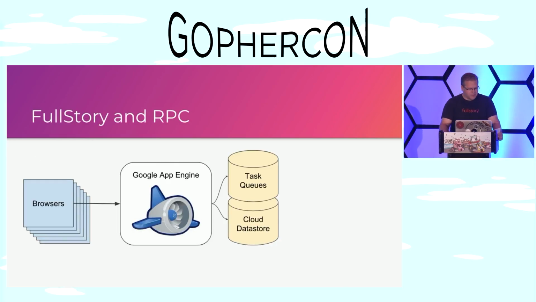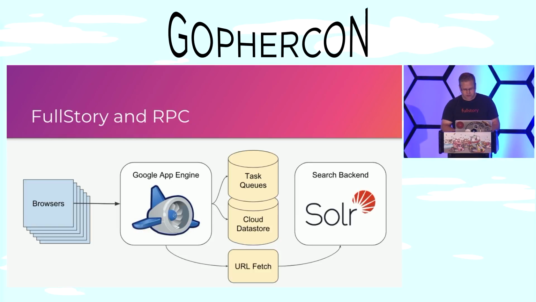So originally at FullStory, we had an App Engine app. It's fairly simple. The task queues and Cloud Data Store, those are services provided by App Engine. And we quickly outgrew this architecture, right? The task queues were for background processing, Cloud Data Store for persistence, the App Engine services themselves are HTTP 1.1 services. Before long, we added search capability.